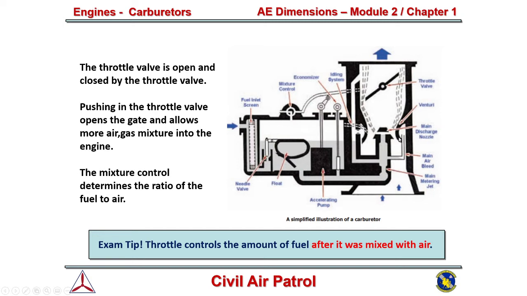I'm not going to go into the Venturi effect here, but if you look at how a wing works, or how your propeller works, that low and high pressure, we're doing the exact same thing here. We're speeding up that air across for the Venturi effect. And then the throttle, this is basically what you're controlling inside of the airplane. You're opening and closing this. The more you close it, the less fuel and air you have going into the engine. The more you open it, the more fuel and air you have going into the engine. Okay? And again, the throttle controls the amount of fuel after it was mixed with the air. So exam tip there for you.